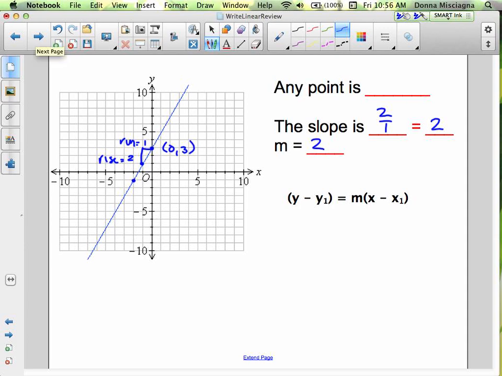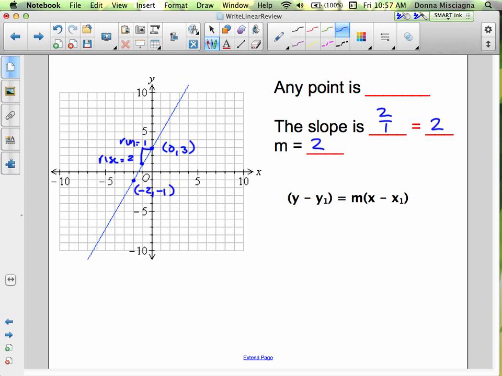I could use this point right here. Right? That point there would be negative 2, negative 1. I could use that point. Right? Any point at all on our line. Maybe we'll use negative 2, negative 1. Actually, maybe we'll use both. So let's use negative 2, negative 1 first, and then we'll use 0, 3.